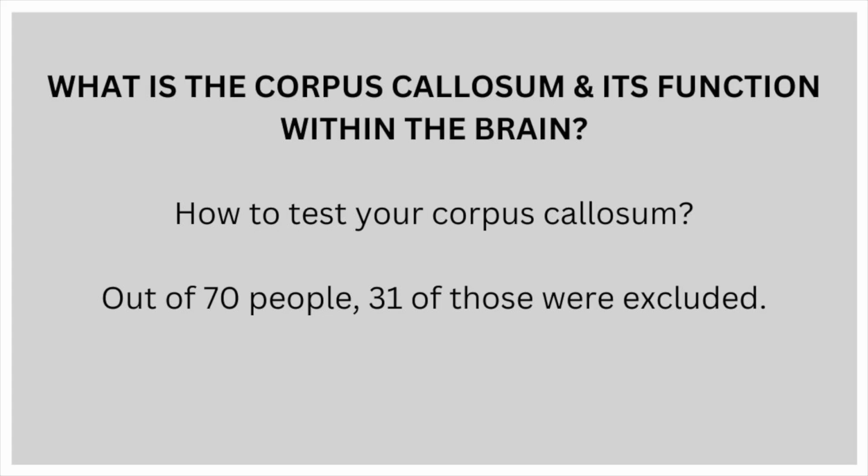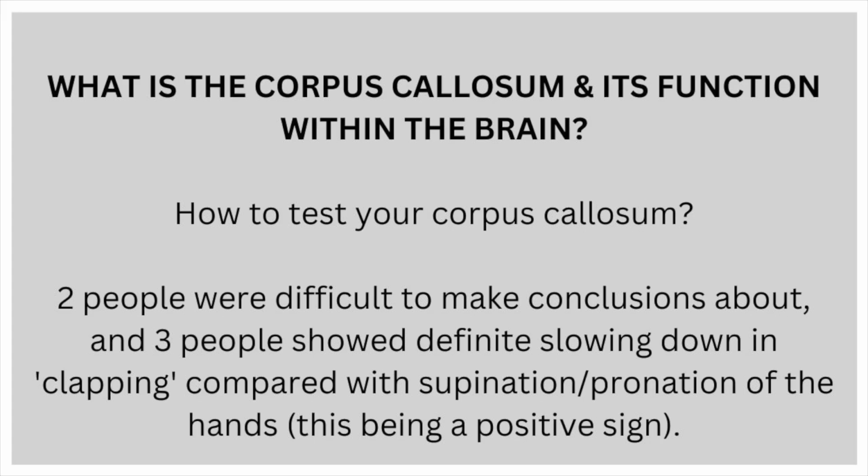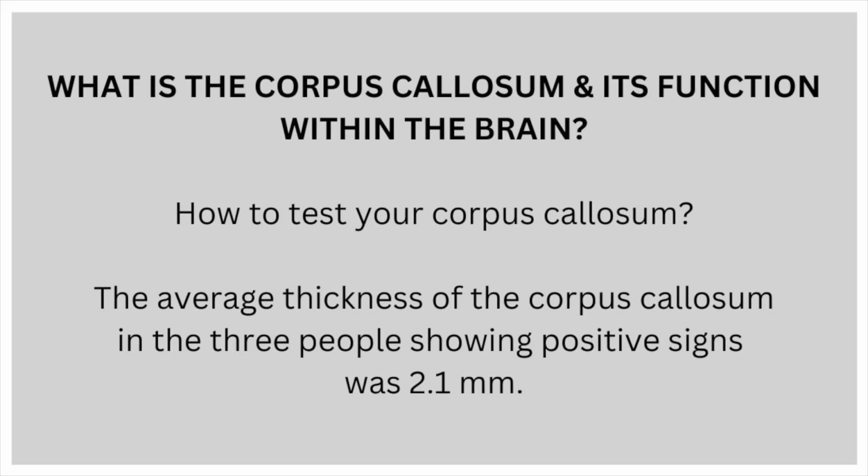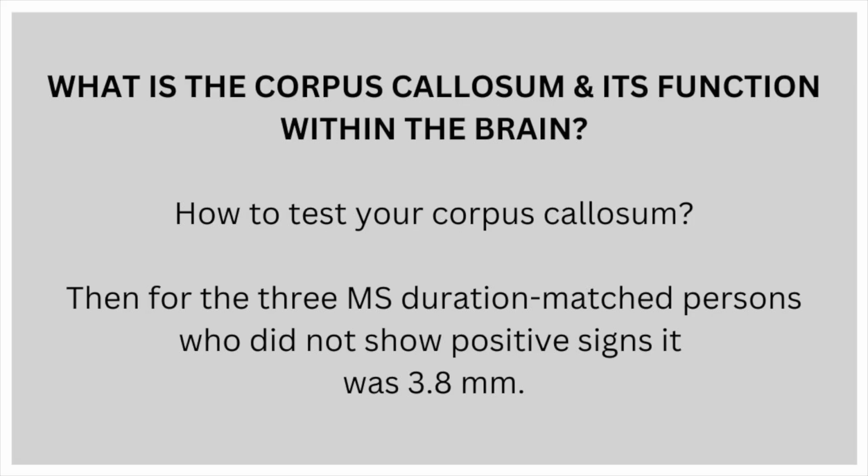Out of 70 people, 31 were excluded. 2 people were difficult to make conclusions about, and 3 people showed definite slowing down in clapping compared with supination and pronation of the hands, this being a positive sign. The average thickness of the corpus callosum in the 3 people showing positive signs was 2.1 millimeters. For the 3 MS duration-matched persons who did not show positive signs, it was 3.8 millimeters.